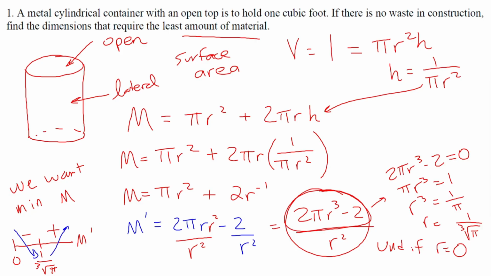And so I know that the dimensions that are going to give me the minimum amount of material are a radius of 1 over the cube root of pi, which we've got right here. And of course, we want our units on that, which looks like these are in cubic feet, so this will be feet. In fact, we'll write this on a new page since we're running out of room here. Our radius is going to be 1 over the cube root of pi feet.